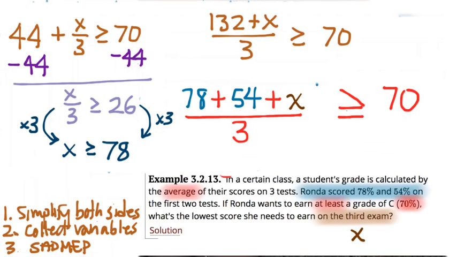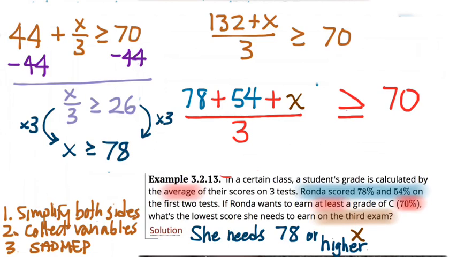78 is the lowest you can get. Yeah. So she needs to get a 78 or higher, right? As you said, it's the lowest score that she can get to get that 70 average that she's looking for. But she could get more and still have a higher average than 70. Right? x ≥ 78.